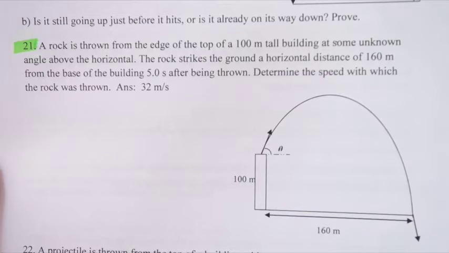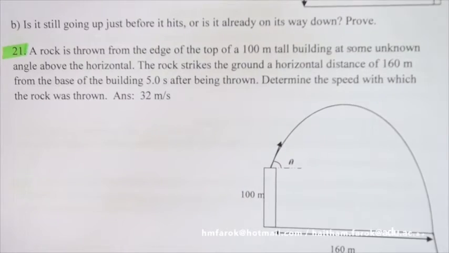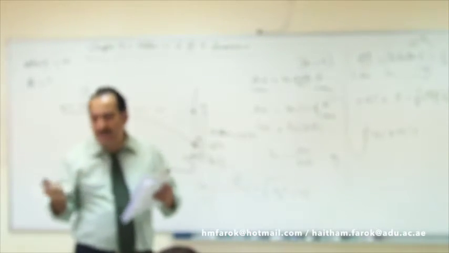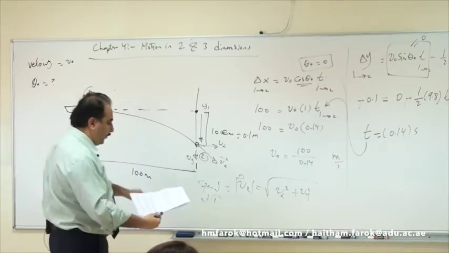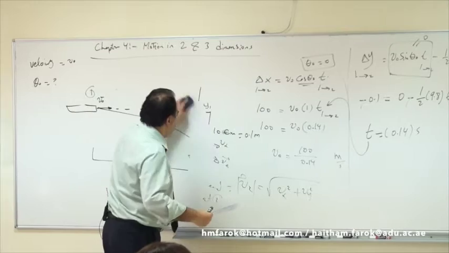Now, when you say determine the speed, remember you have 2 speeds. You have speed, initial speed. We have to complete the sentence. Determine the speed with which the rock was thrown. Initial speed, V naught. Here, we need V naught magnitude, not V naught vector. And remember, if you know the vector, you know the magnitude. Okay, so I'll do the diagram for you.